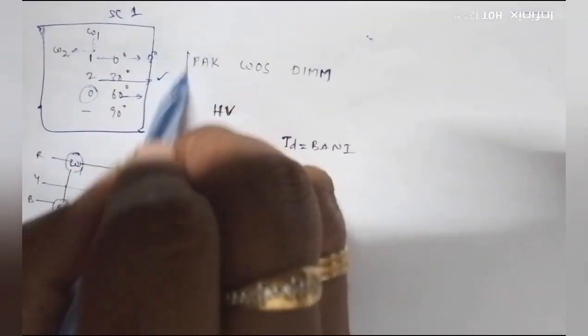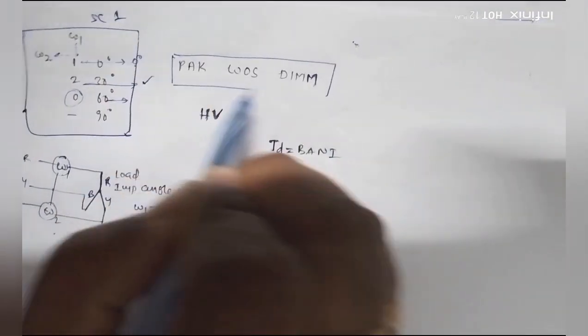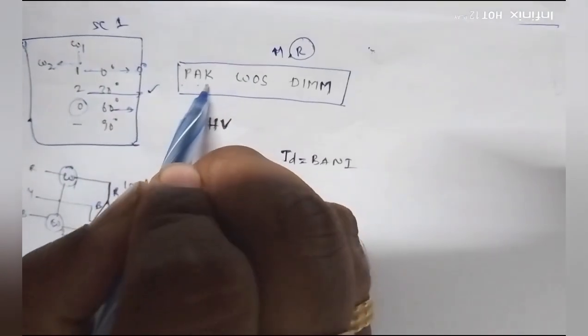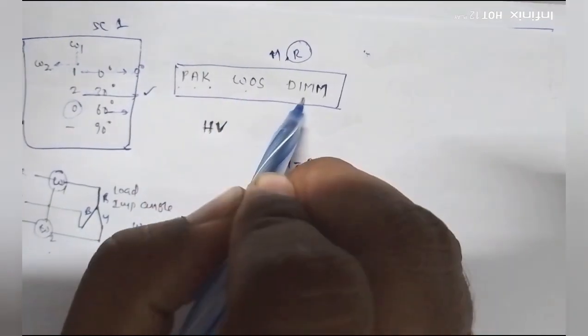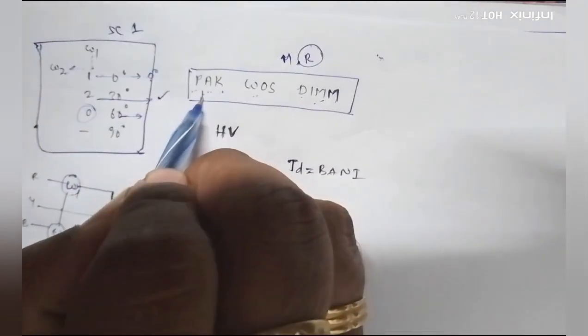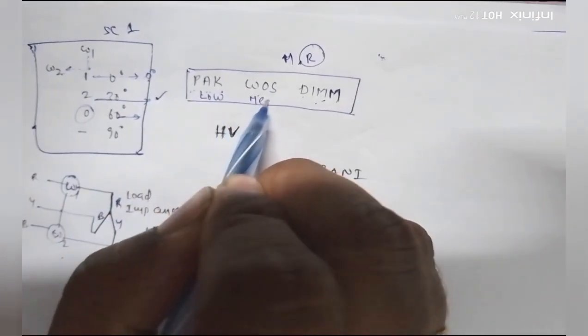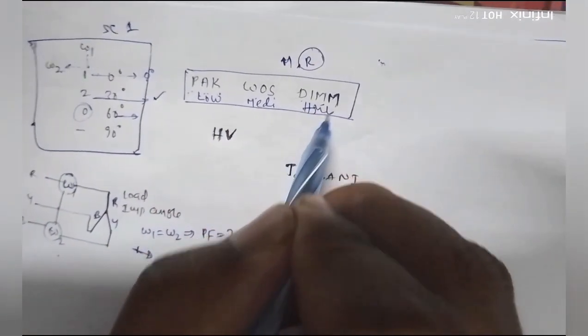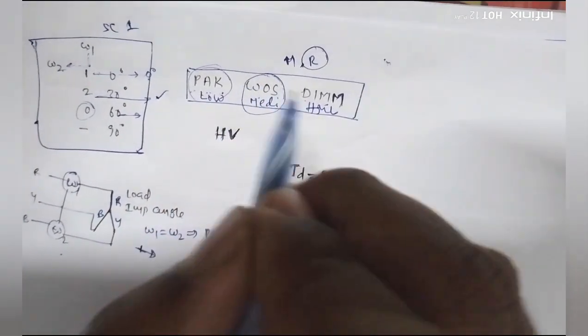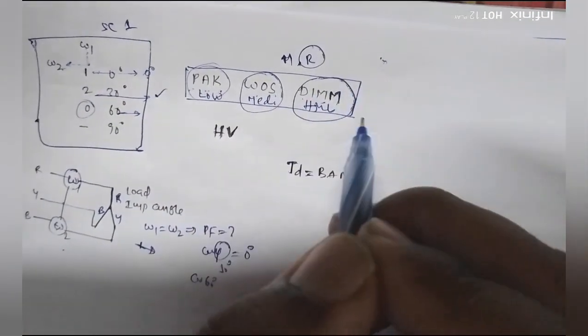Next, shortcut number 2 is measurement of resistance. What is this? PMH: low, medium, high. This is the low resistance measuring instrument, this is the medium resistance measuring instrument, and this is the high resistance measuring instrument.